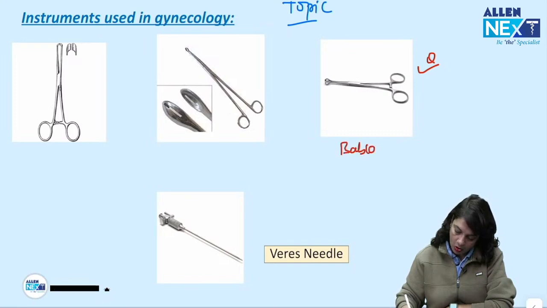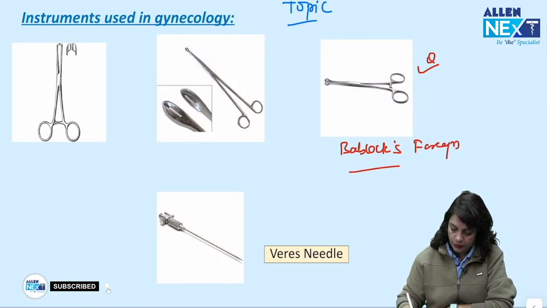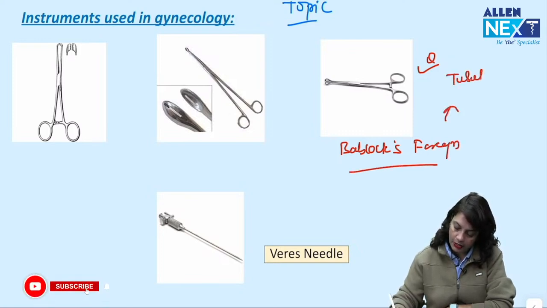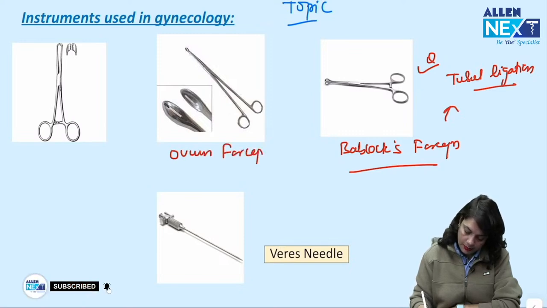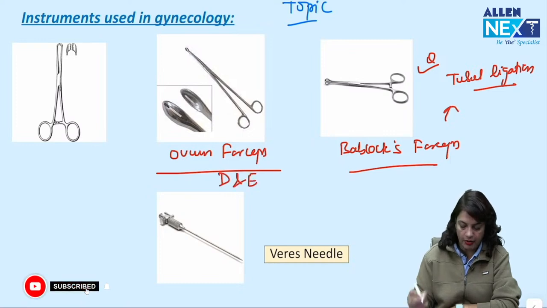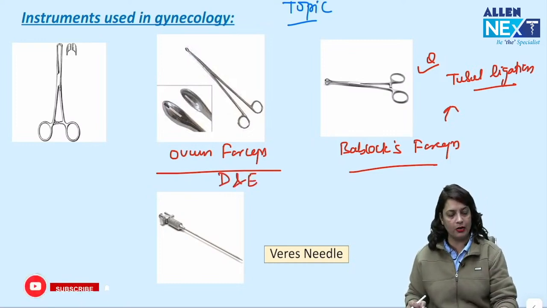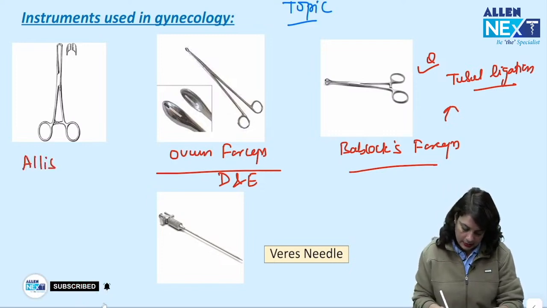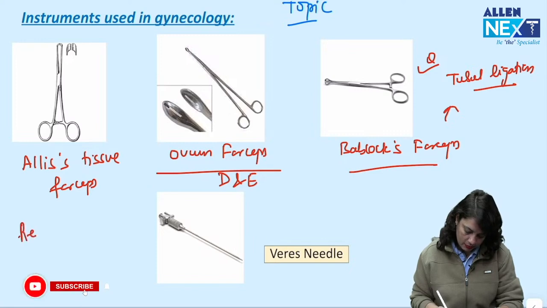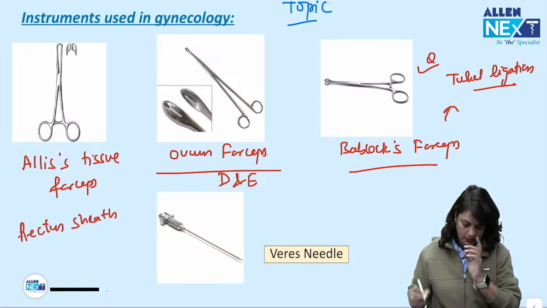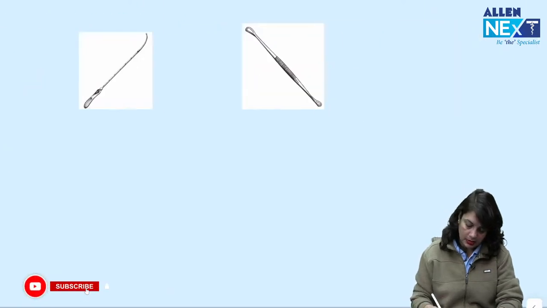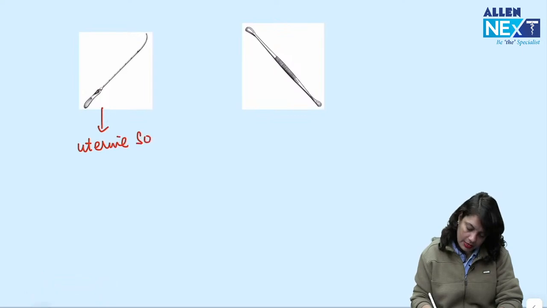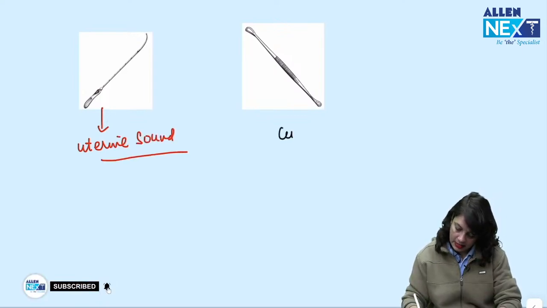This is Babcock's forceps used for holding tubular structures like the fallopian tube during tubal ligation. Okay. This is ovum forceps. This is used to perform dilatation and evacuation in cases of MTP, in cases of incomplete or inevitable abortion. This is Allis tissue forceps to hold tough structures like rectus sheath. This is Veress needle. Next, this is uterine sound.